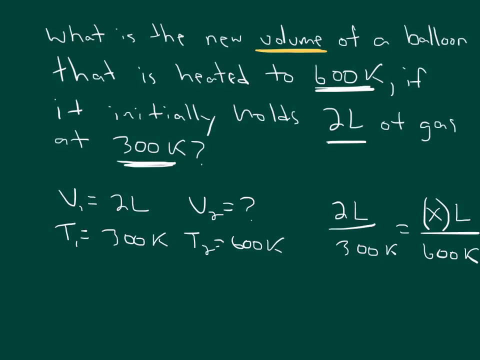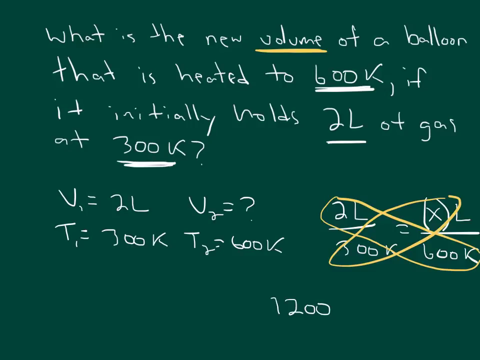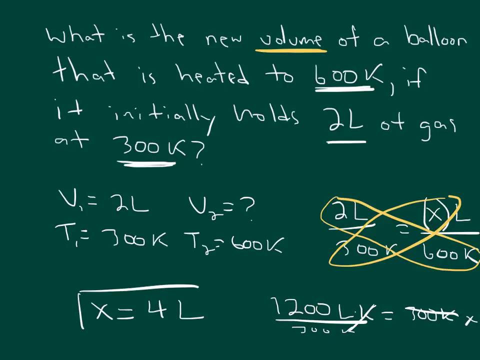It's pretty easy to see, or we can just cross multiply 2 times 600 and then X times 300, and we end up with 1200. You should be able to do this in your head. You shouldn't need a calculator. 1200 liter Kelvin equals 300 Kelvin times X. 300 Kelvin we divide to the other side. The Kelvin units cancel and we get X is equal to 4 liters.